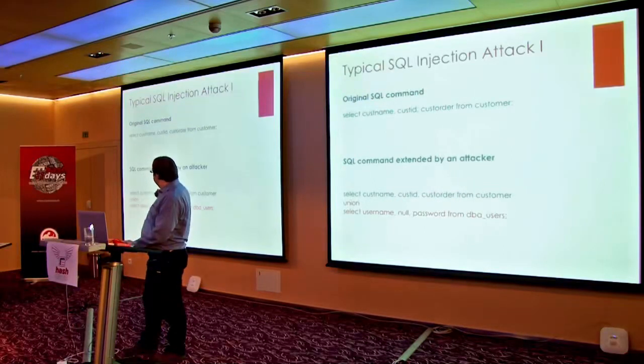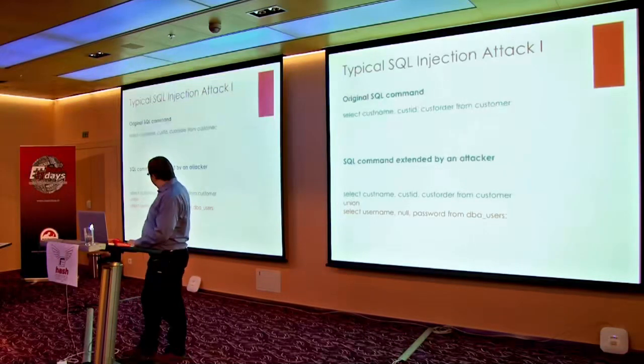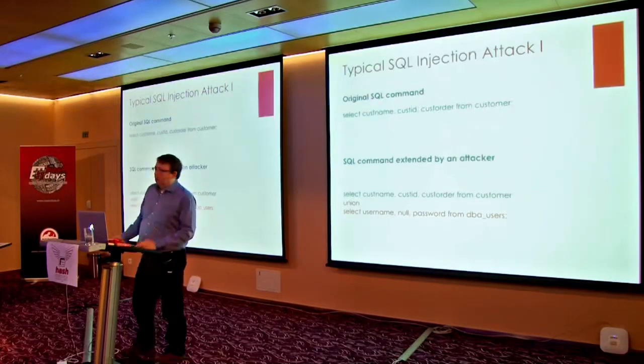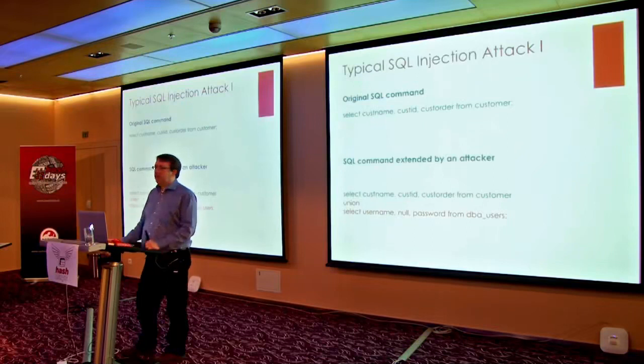And here is how an attack looks, including the statements. This was the idea of the developer: select customer name, customer ID, customer order from customer. And now we have an attacker, and the attacker is appending union select username, null, password from DBA users. So if you run it, you see usernames and passwords in the same output. You can often see these kinds of examples in all kinds of documentation. But what is missing is that normally there's no direct way from an original statement to the injected statement. In between, you have a lot of different attempts to get a proper SQL statement.